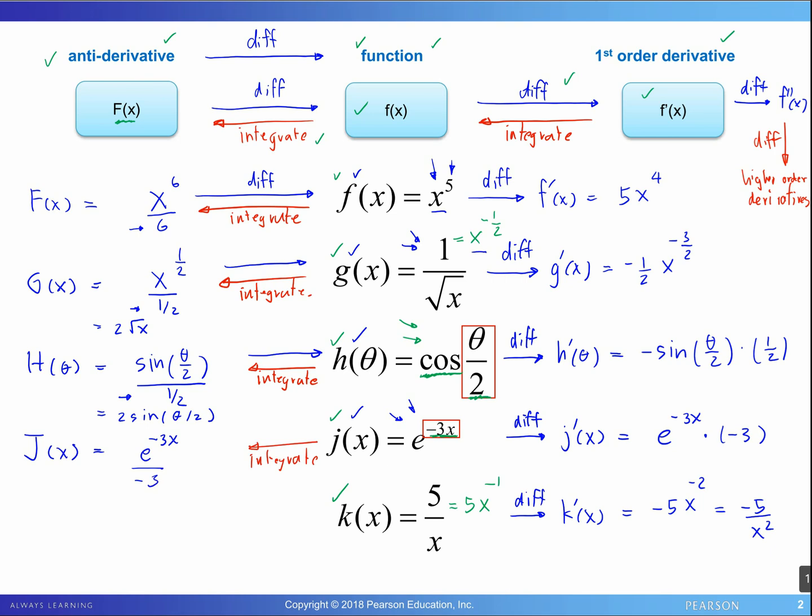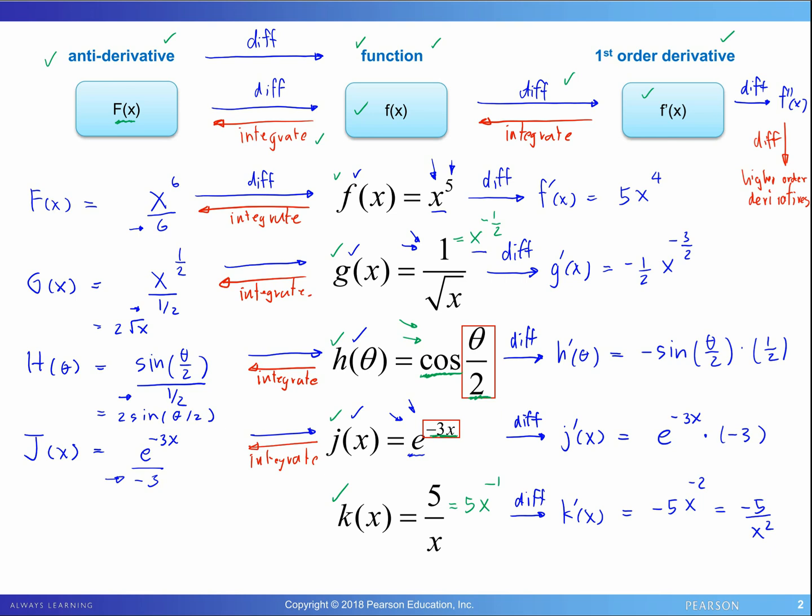So let's try again. Let's diff e to the power of minus 3x. We are going to get the same e to the power of minus 3x, and with the chain rule, minus 3 is going to come down and cancel with this minus 3 down here. So in the end, we are going to get this e to the power of minus 3x. So this is done. You diff back, you get small j of x.